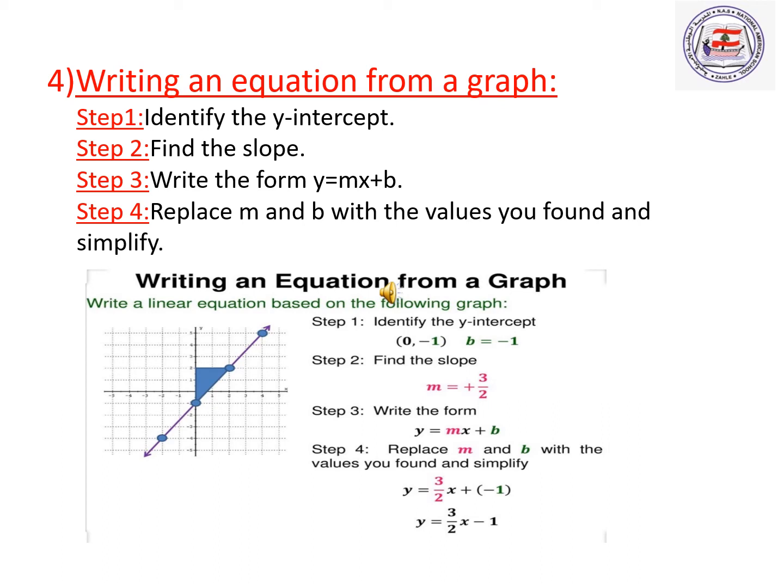Step 2, find the slope. So slope equal change in y over change in x, or rise over run, okay? So 3 over 2. The slope is 3 over 2. Write y equal mx plus b. Replace m and b with the values you found. So we replace m by 3 over 2 and b by -1. So y equals 3 over 2x minus 1.